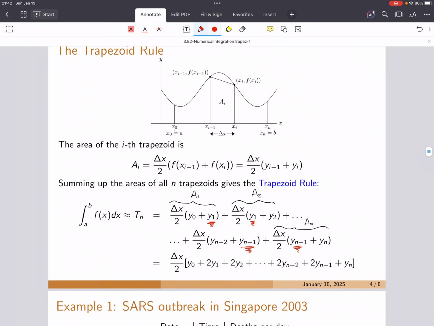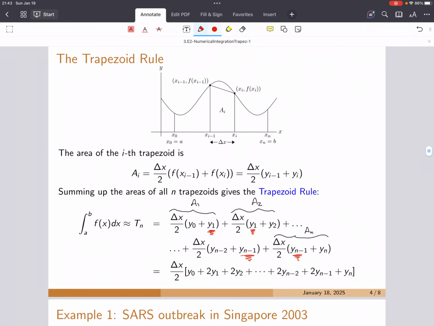So we can group things together as we've shown on the last line. So we have delta x divided by 2. We have 1 y0. We have 2 of all of the inner data points, so 2y1, 2y2, all the way to 2y sub n minus 1. And then at the very end, we have a y sub n as well.